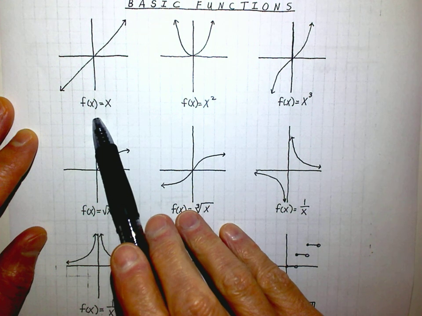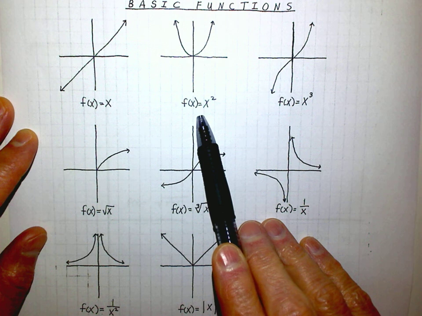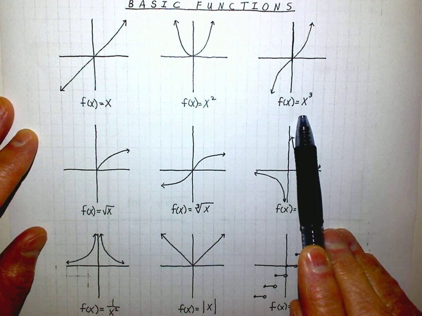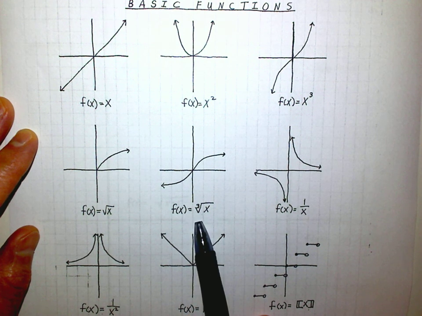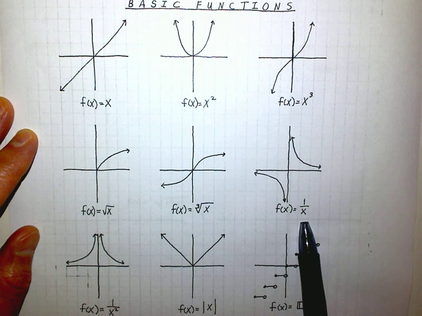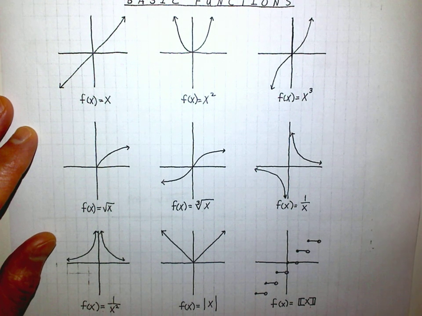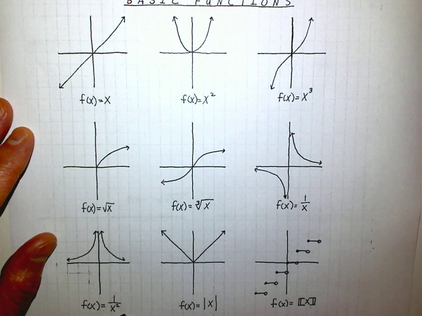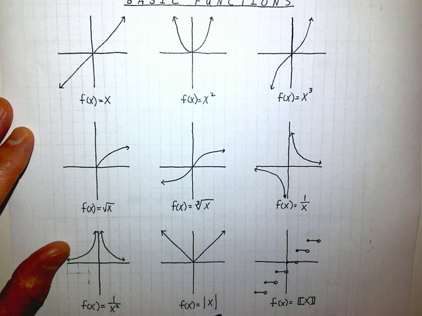We have the graph of a line, parabola, the cube function, the square root function, the cube root function, the reciprocal function, which is 1 over x, excuse me. Then we have 1 over x squared, which gives us something that looks like a volcano. We have the absolute value function and the greatest integer function.